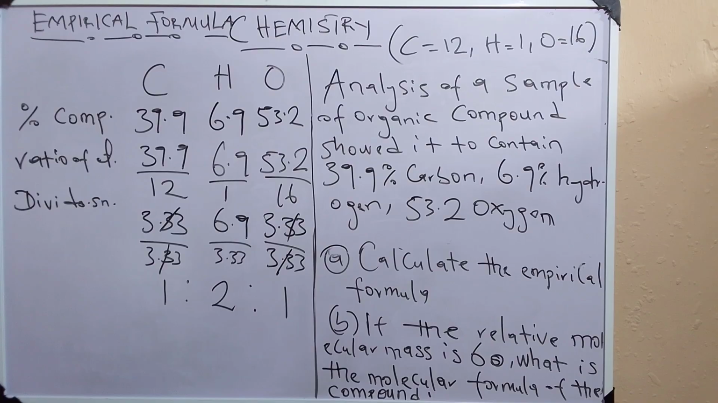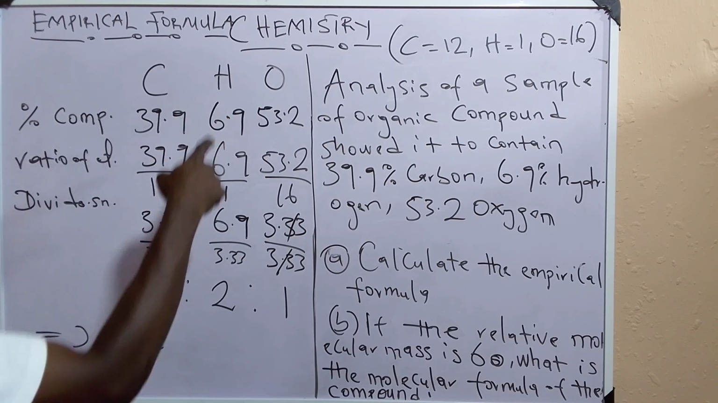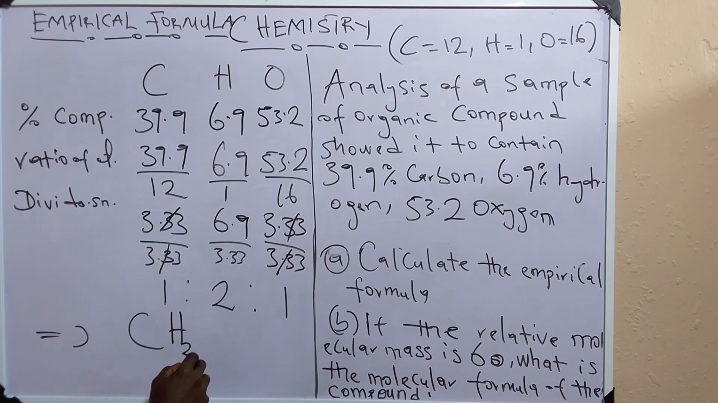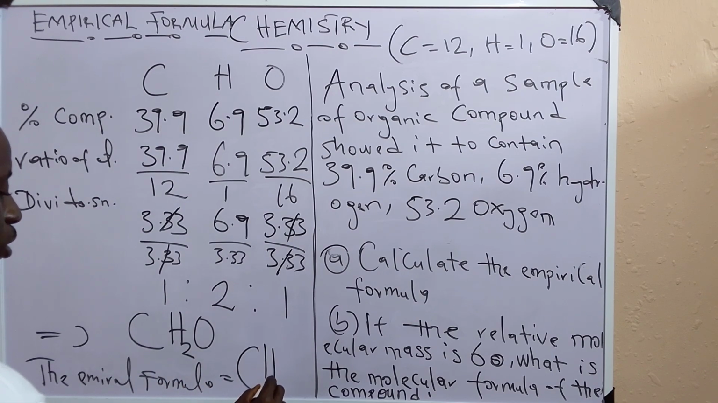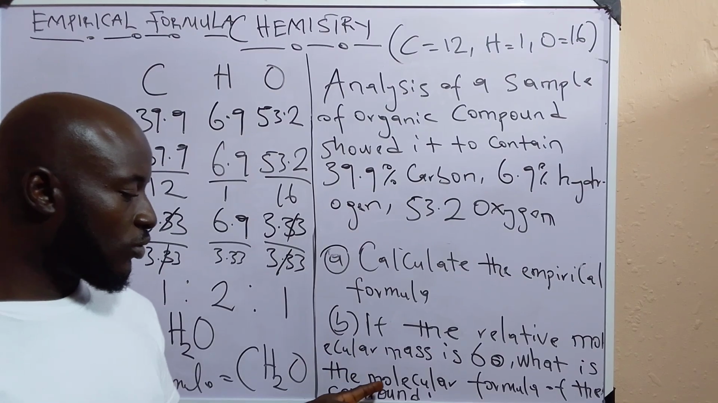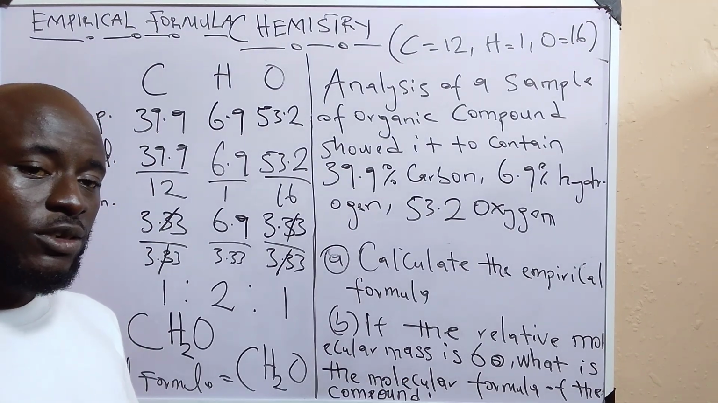Are we together? So what you are going to do here now, you bring out the elements involved. This implies that we have carbon is 1, hydrogen is 2, H2, oxygen is 1. The empirical formula is equal to CH2O. That is the empirical formula that we were asked to find. But we need to find the molecular formula. That is the B part of the question.